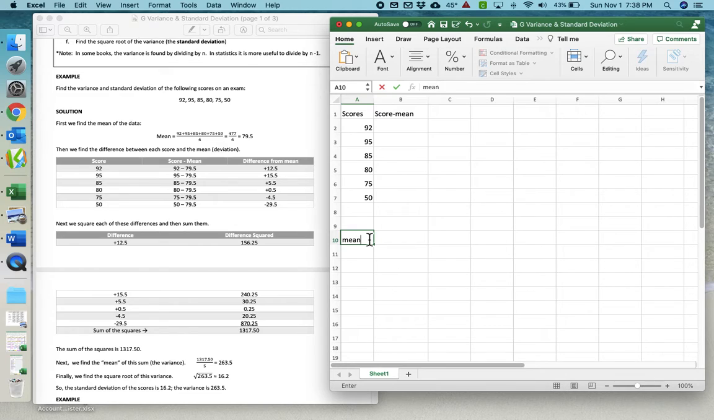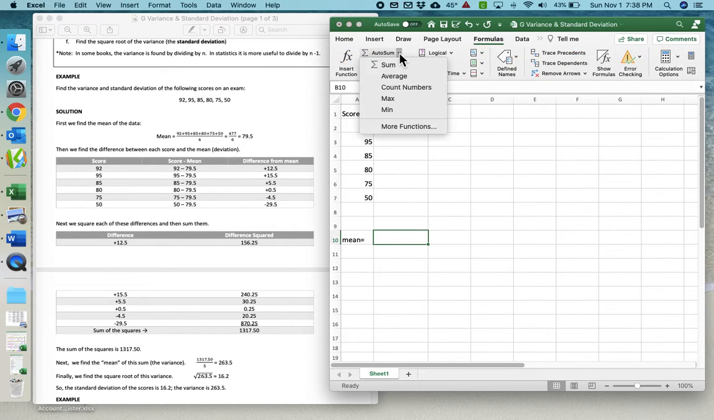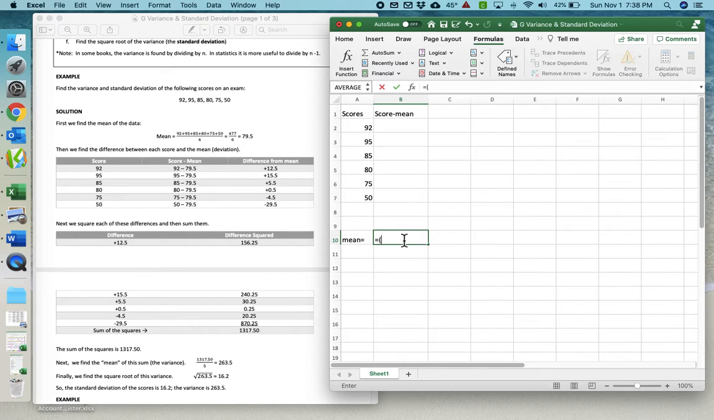So I'm just going to type down here mean equals. And we find the mean one of two ways. We can use our formulas and find the average, or we can do it by what we know. It would be equals, and then we would add these up. So 92 plus 95 plus 85 plus 80 plus 75 plus 50. And there's 6 of them, so we'll divide by 6. So we can see that the mean is 79.5. That's what we found here.